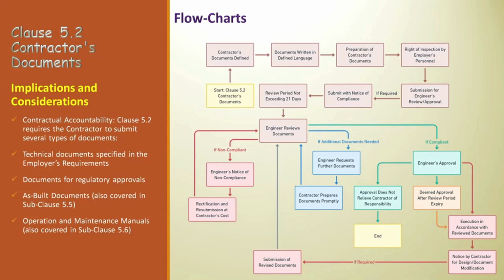Next is if compliant. Engineer's approval. If the document meets the standards, the engineer will approve it, which may come with comments or without. Next is execution in accordance with reviewed documents. The contractor can start work according to the documents that have been reviewed and approved.